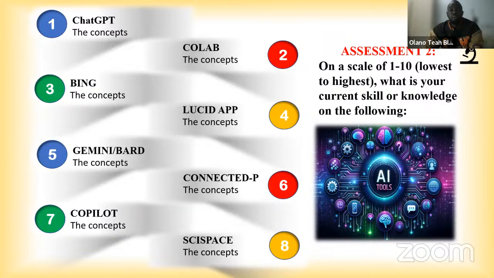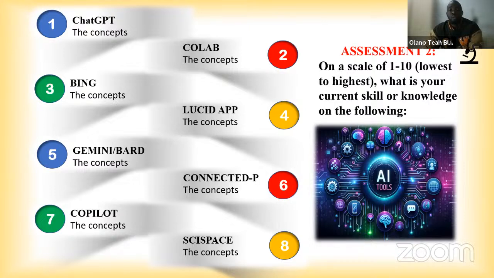Gemini, you can also use it similar to ChatGPT. Connected Papers, you use it when you want to find papers that are related to a paper you have already found. So maybe you found a paper on Christian exploration. Connected Papers is just going to give you sources or other papers that are talking about similar things. Copilot, we'll talk about it basically today. It's another powerful tool that probably some of you have used or you are still using.